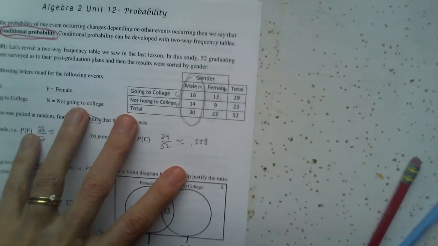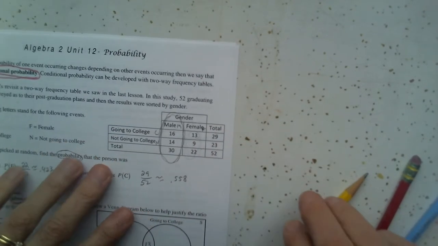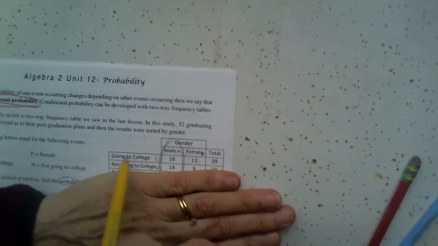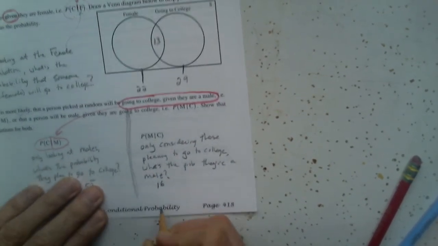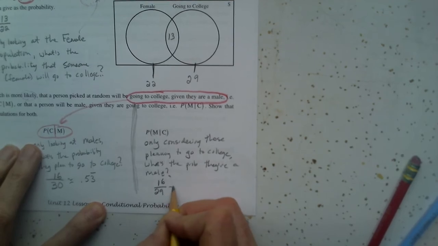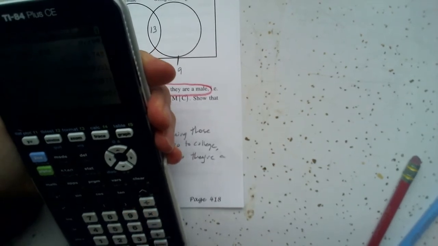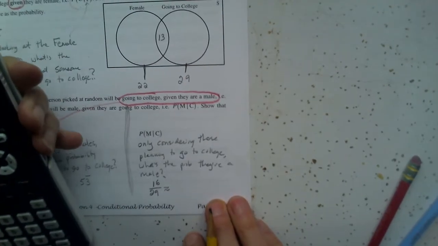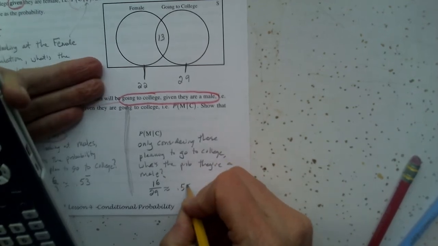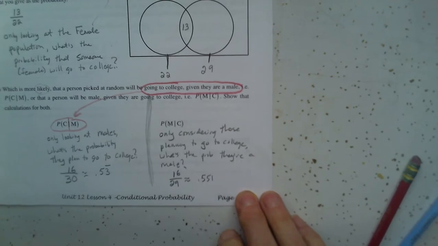So now we're going to go up here, and we're only considering those who are going to college. So don't look at any other numbers. We're only looking at the going to college numbers, 16, 13, 29. Only considering those people going to college, what's the probability that they're male? Well, there are 16 males out of the total of 29 going to college. So if you wanted to do that division, it's probably pretty close. 16 out of 29 is 0.551, approximately. So they're pretty close.